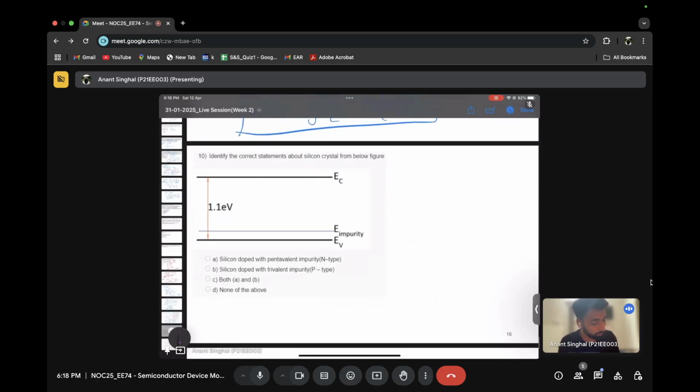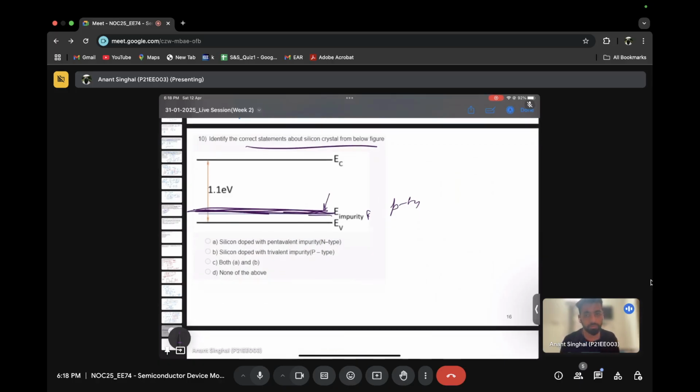So you see this problem only. So you see this is the intrinsic or the Fermi level. Let's say this is the Fermi. It is very close to the valence band. So it is now very clear that this is a p-type semiconductor. These are all the basic things that you have got through with the initial weeks.